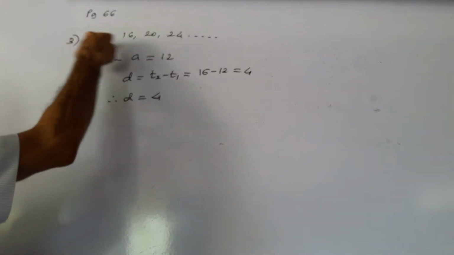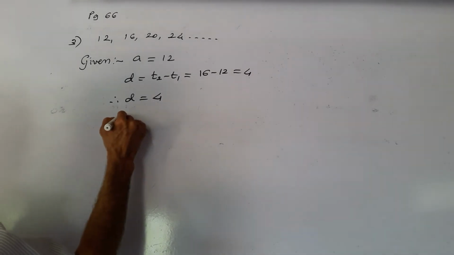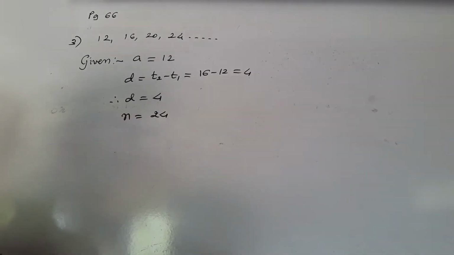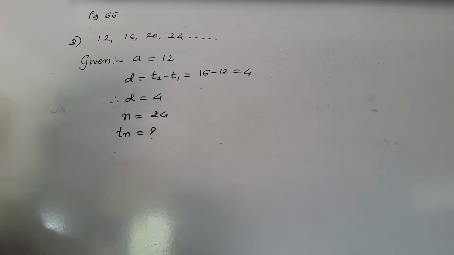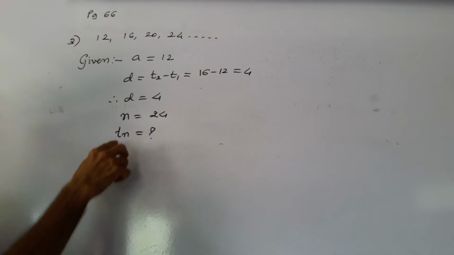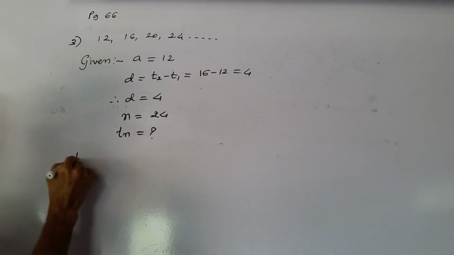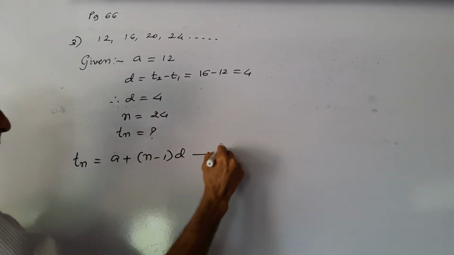Once you know the first term and common difference, you can get the arithmetic progression. Now they have asked, find the 24th term. So here n is equal to 24. This we have to find. So to find the 24th, Tn we have to find out. As I told you, in every equation there are 4 variables, and of these 4 variables 3 will be given. So here 3 are given, A, D and N are given, and you have to find Tn. So let us write the formula first. Tn equal to A plus (N minus 1)D.